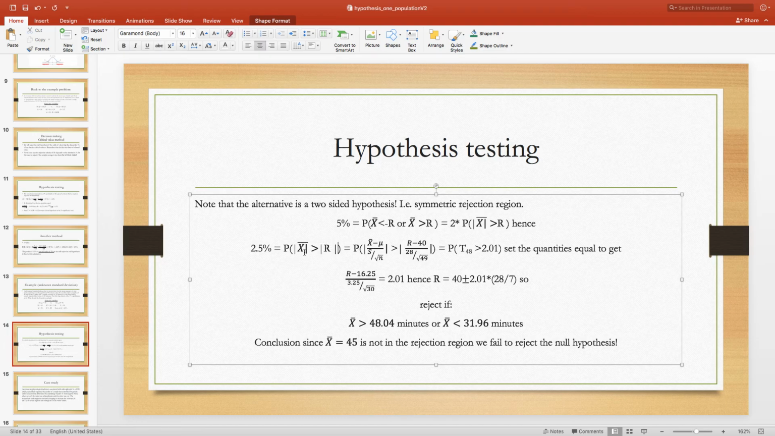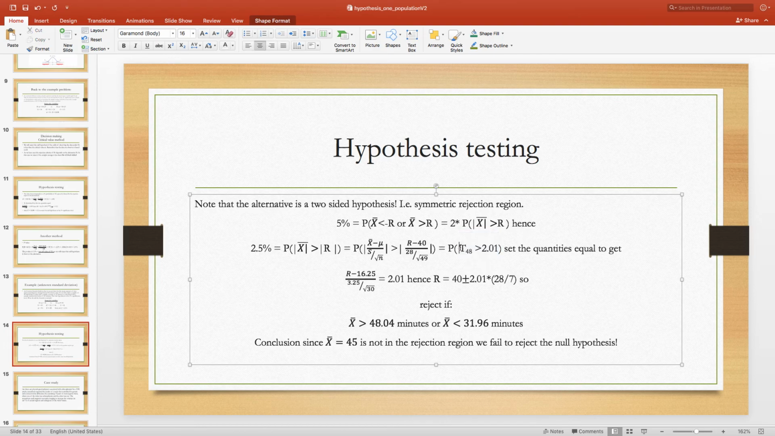Now, if I want to calculate probabilities with X bar, I'm just going to subtract the mean. The mean under the null hypothesis is 40 minutes. Divide by the standard deviation, that's 28 minutes, and the sample size is 49. So I get the rejection region minus 40 over 28 divided by root 49. This gives me a t-distribution. Anytime I have X bar minus mean over S over root n, I get a t-distribution. And it's the probability the t-distribution is bigger than 2.01.